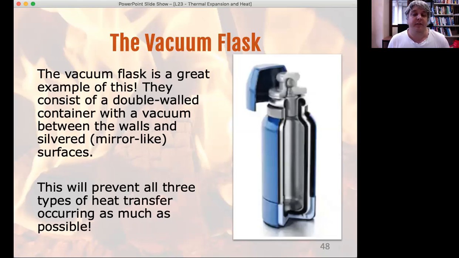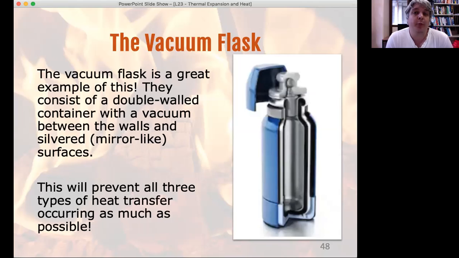So get a reflective surface like a silvered surface, like a mirror, and use that to make your vacuum canister. And then any energy that does get emitted will just get reflected back off the silver and go back into the material that it came from, the soup or the iced cold drink. So a vacuum flask, if properly made, can combat all three types of heat transfer as much as possible.